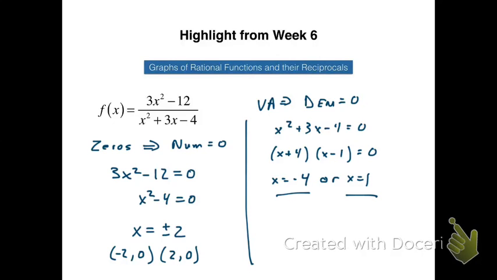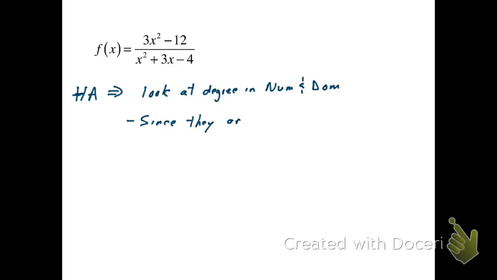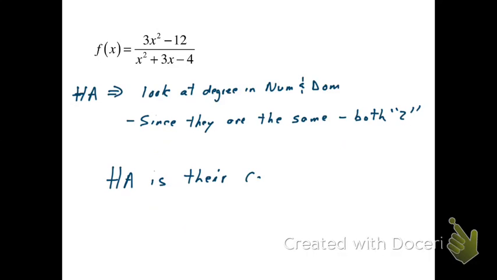Before I run over to my graph and start putting these on, I'm also going to think about my horizontal asymptote. We look at the leading degree of both of your functions, the numerator and the denominator. In this particular case, they are the same, they're both 2, so we look at their coefficients, which in this case is 3 and 1. So it's simply 3 over 1.